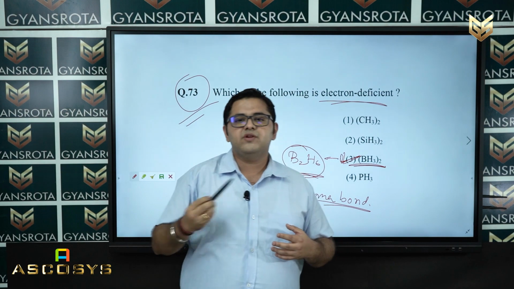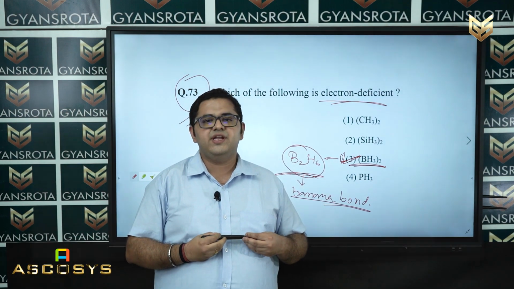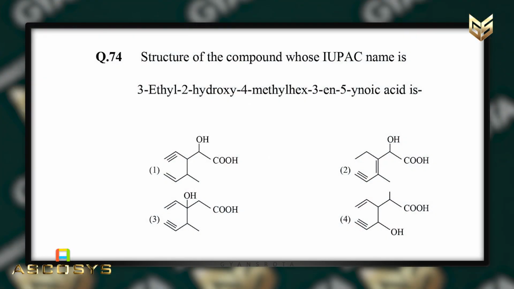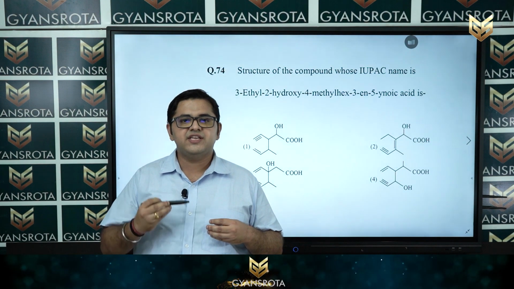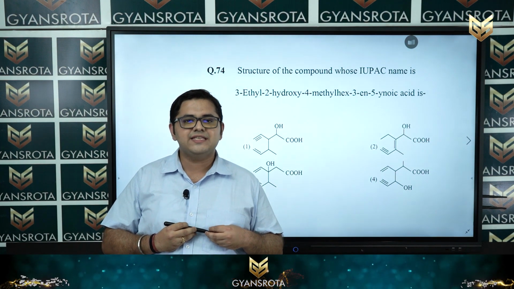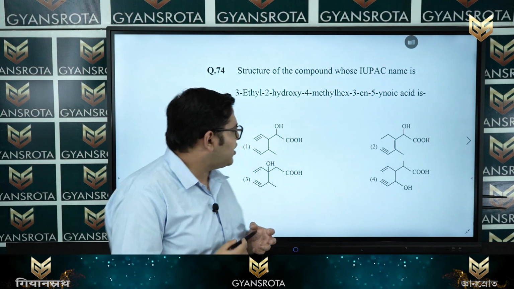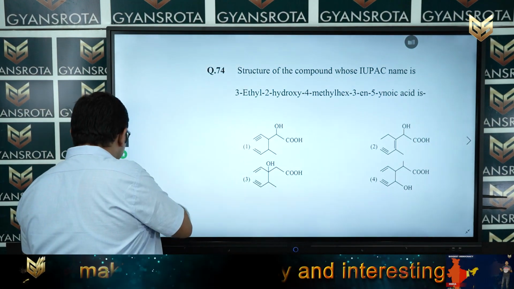So, now we are moving to another question, that is question number 74. So, question number 74 is on your screen. The structure of the compound whose IUPAC name is 3-ethyl 2-hydroxy 4-methyl hex-3-en-5-ynoic acid is... This question comes from your GOC part, that is General Organic Chemistry part of your class 11 NCERT. So, now we are moving to the solution part.